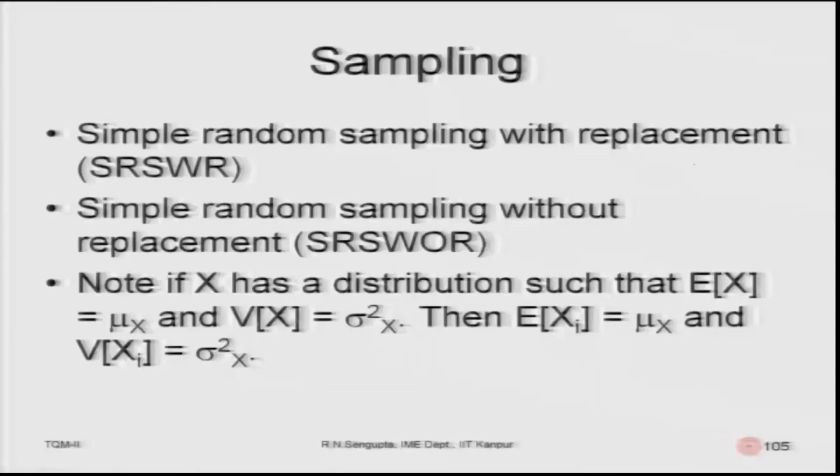Note, if x has a distribution such that E of x is mu x and variance of x is sigma square, then the expected value of xi and variance of xi continue to remain as mu suffix x and sigma square suffix x.